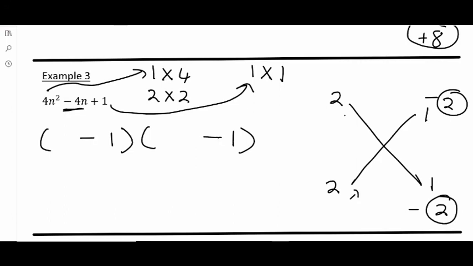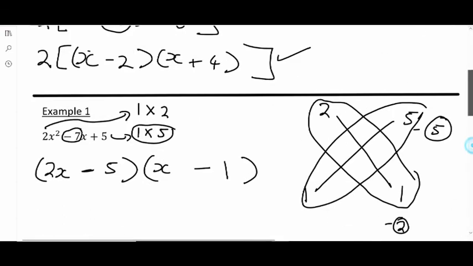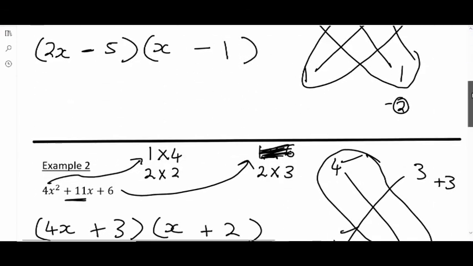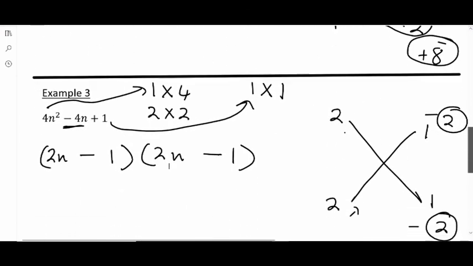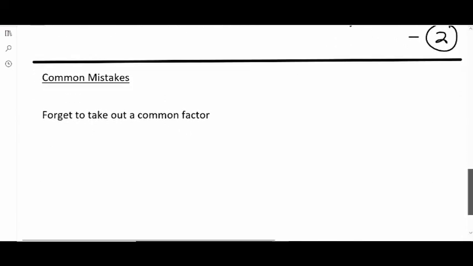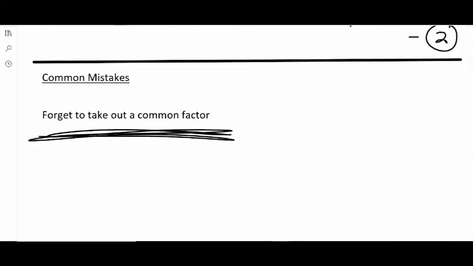It doesn't matter on the brackets because everything's identical. That'll be 2n and 2n. 2n minus 1, 2n minus 1 will give me a 4n squared minus 4n plus 1. Common mistakes with this section. That's it. That is it. Plain and simple.